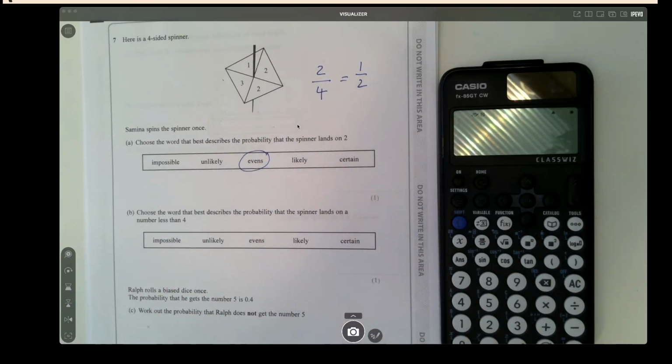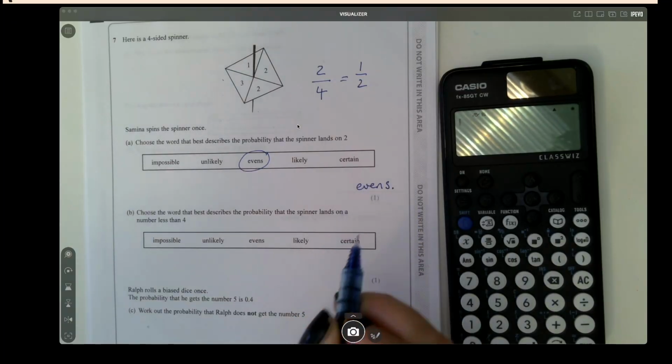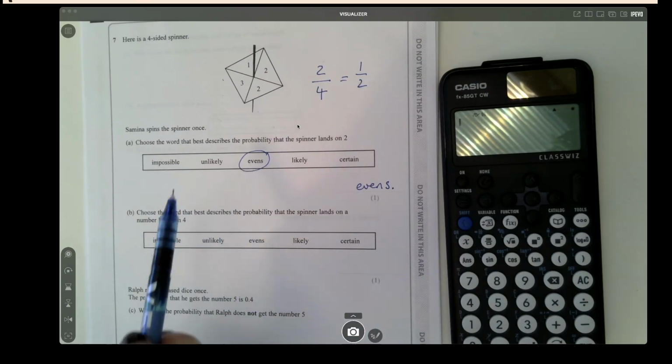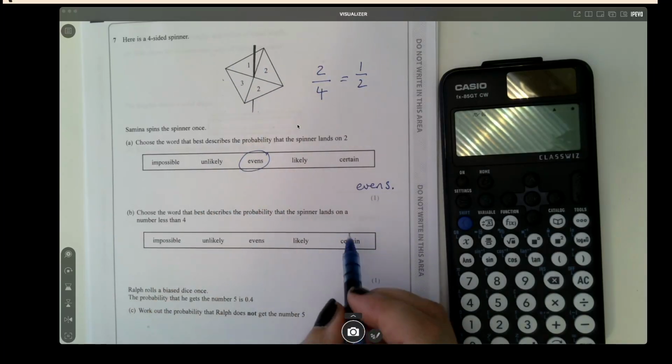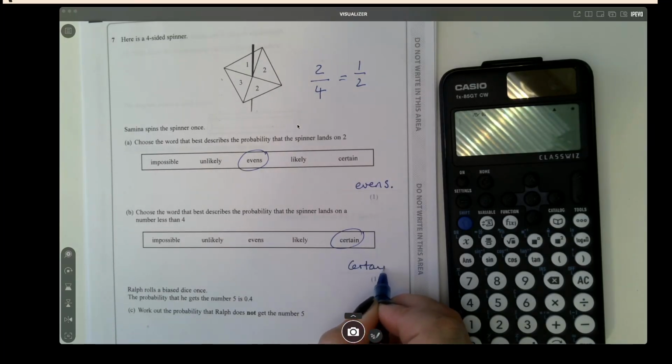Part B, choose the word that best describes, I better write that there actually, there's a line for it. Choose the word that best describes the probability that the spinner lands on a number less than 4. Well, the numbers are 1, 3, 2 and 2, they're all less than 4. So it's definitely going to happen. So the word that we choose is certain.